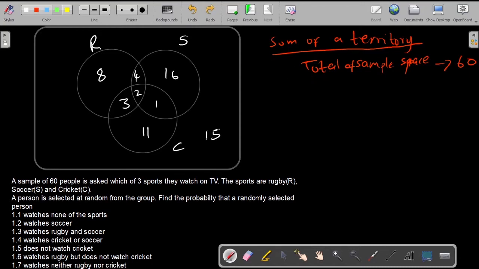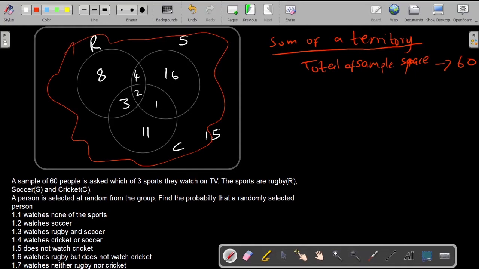So the first question says, find the probability that a randomly selected person watches none of the sports. So the sports are rugby, soccer, and cricket, so they fall in this territory. But now we are looking at everything which is outside that territory. So the territory that we're looking at is on the outside. And on the outside, we only have 15, which should be our answer.